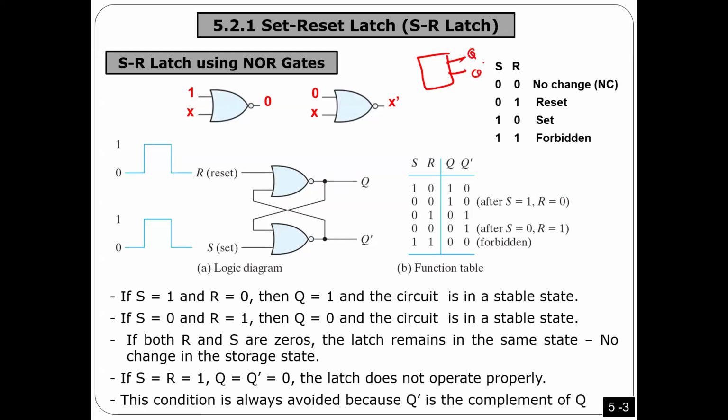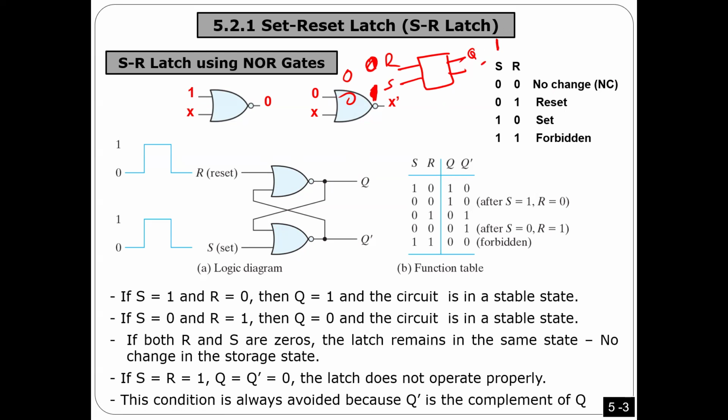output Q, and we have Q prime, and you have here R and S. And it's very simple. Look here, guys. If this one is active high, so if R is 1 and S is 0, then I'm going to store 0. I'm doing reset. But if S is 1 and R is 0, I'm doing set. So that's why I'm storing 1. Okay, 0, 0 is no change.